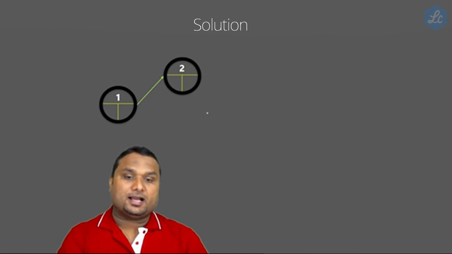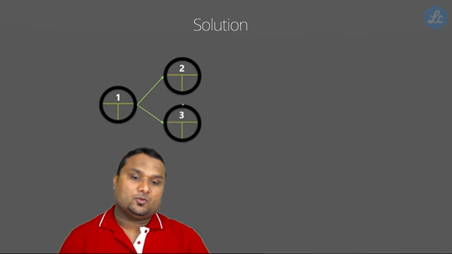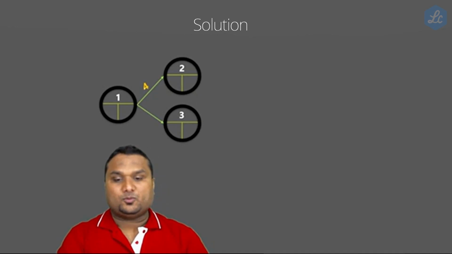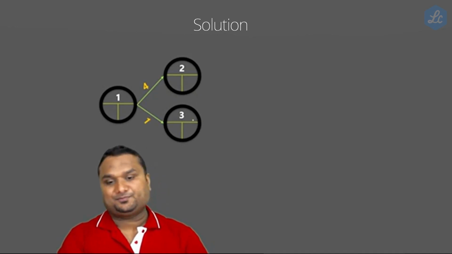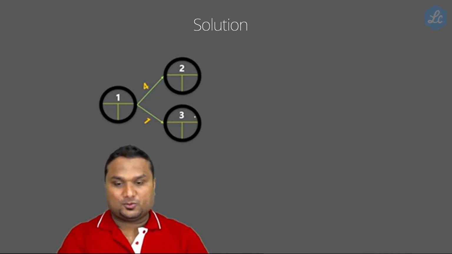It is 1 to 2, and it is 1 to 3. Now put the time: 1 to 2 it is 4, and 1 to 3 it is 1. Are you okay? 1 to 2 it is 4, 1 to 3 it is 1.